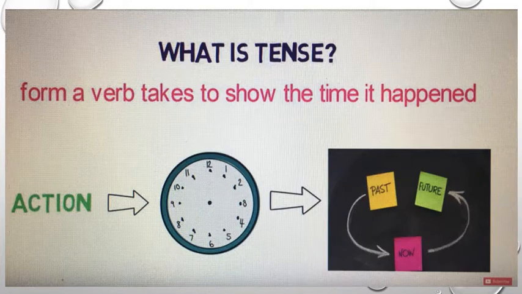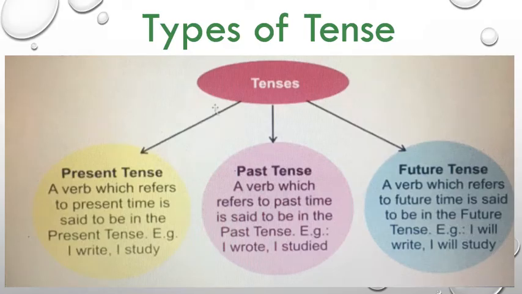Okay, now let us see the types of tenses. There are three types of tenses: present tense, past tense and future tense. Present tense: a verb which refers to present time is said to be in the present tense. So any action or state which is done now, in the present time, is known as present tense. Example: I write, I study.